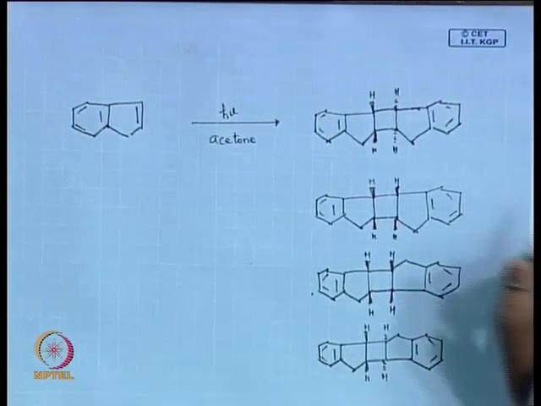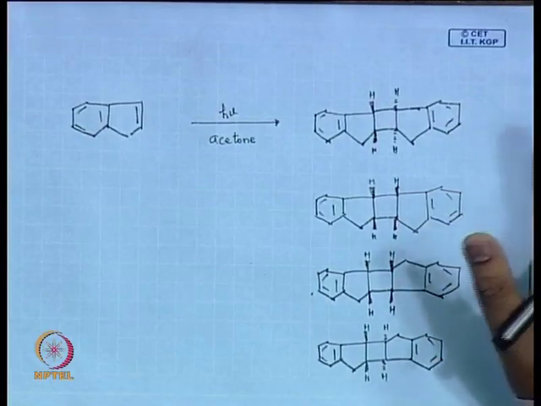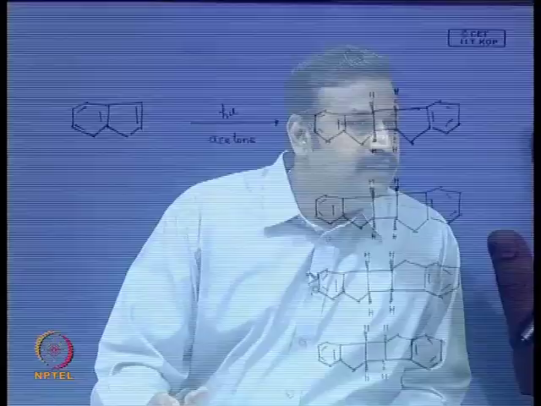When it is without sensitizer, it is more like a concerted type. So you are thinking about only one product, okay, the other way around of that product. But when it is with sensitizer, then it is a radical chemistry. So you have to write all the products. Fine. Okay.